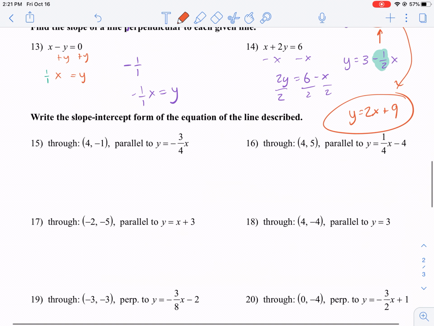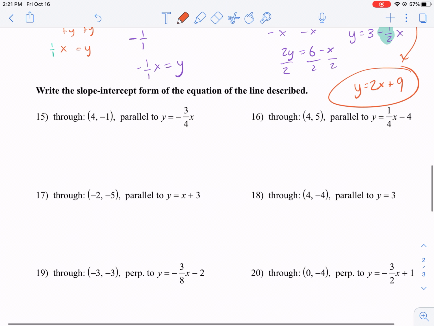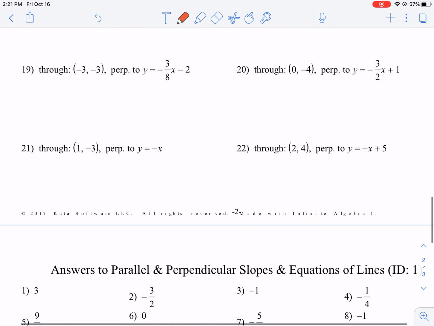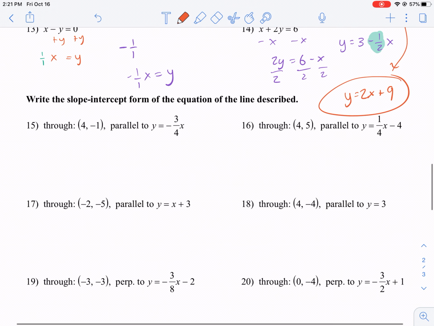Okay, write the slope-intercept form of the equation of the line described. I'm going to show you guys how to do this in 2 different ways. The first way, I'll use slope-intercept form. And the second way, I'm going to use point-slope form, which I think is far superior. You'll see that, and I use that in other videos, especially my Khan Academy tutorials. But let's go ahead and roll with slope-intercept form.